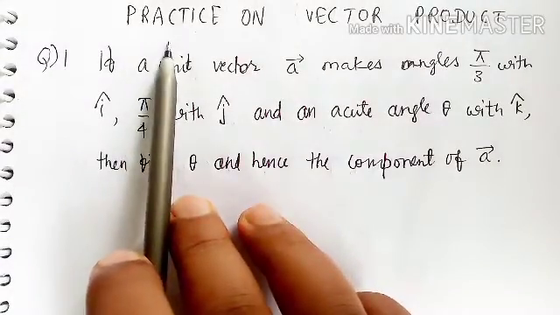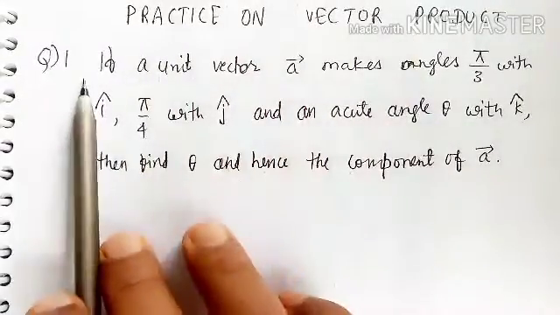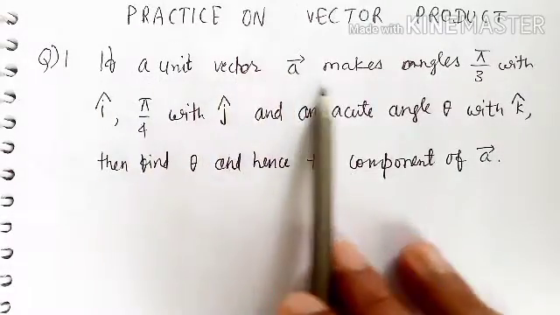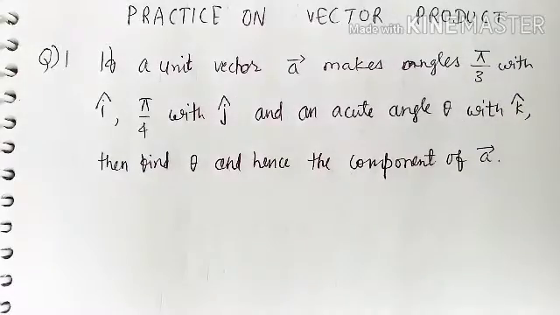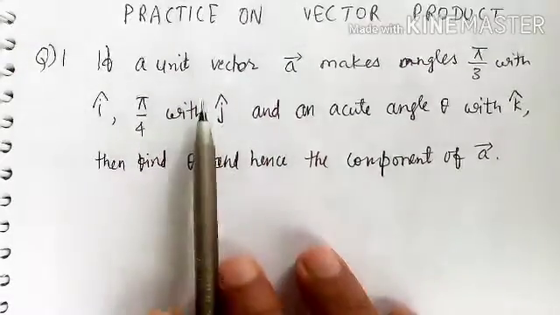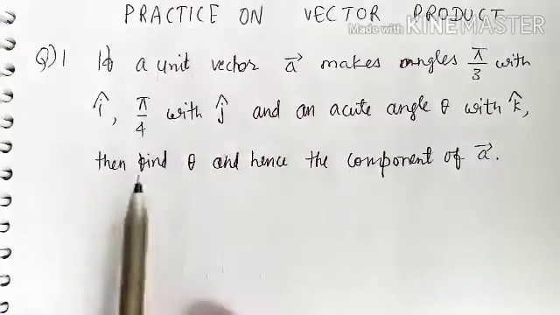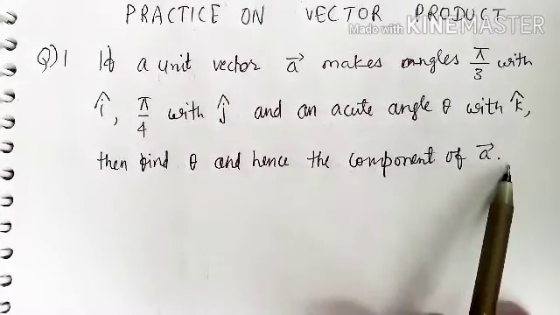Practice on vector product. Question number 1. If a unit vector A makes angles pi by 3 with i cap, pi by 4 with j cap, and an acute angle theta with k cap, then find theta and hence the components of vector A.